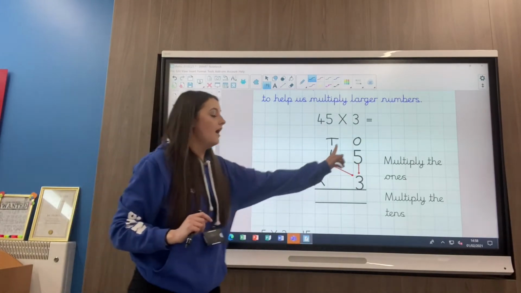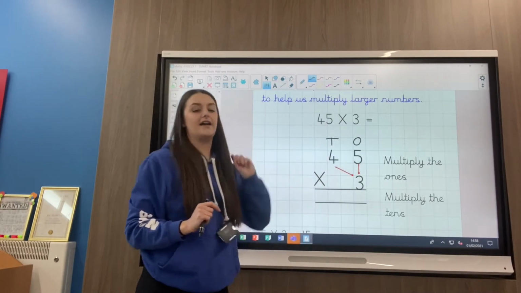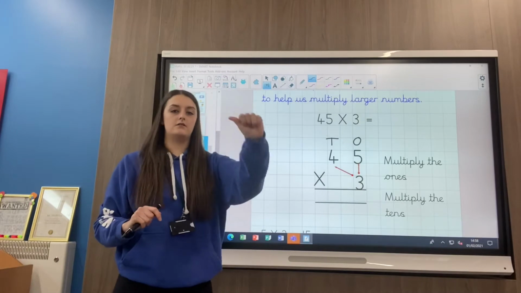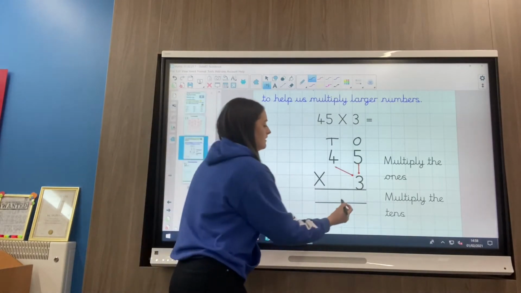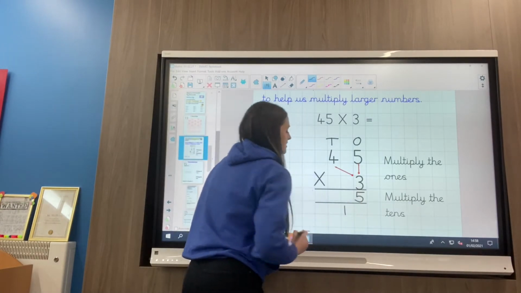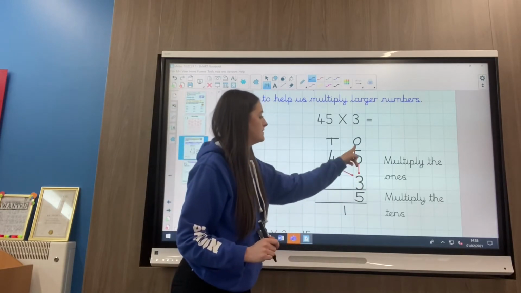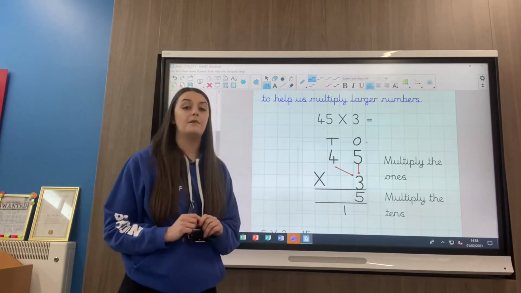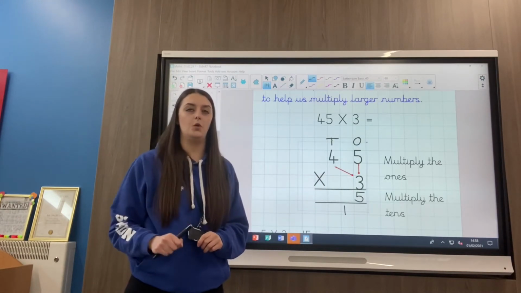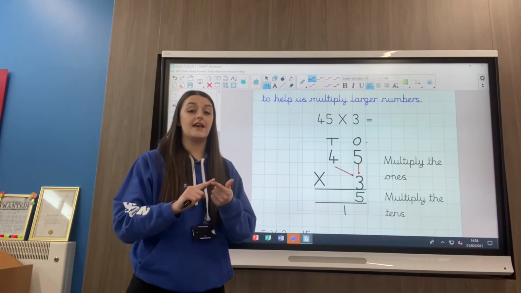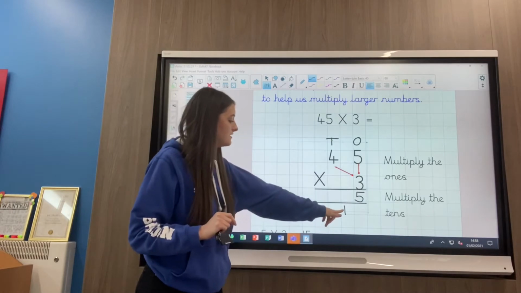Okay, we start by multiplying the ones, so 3 times 5. 3 times 5, that's 3, 6, 9, 12, 15. So there's my 5 ones. I'm going to exchange those 10s and carry them over. I've multiplied my ones, so I now need to multiply my number by the 10s. So I've got 3 times 4 tens. 3 times 4. 3, 6, 9, 12. That's 12 tens. But I've got this one to add on.